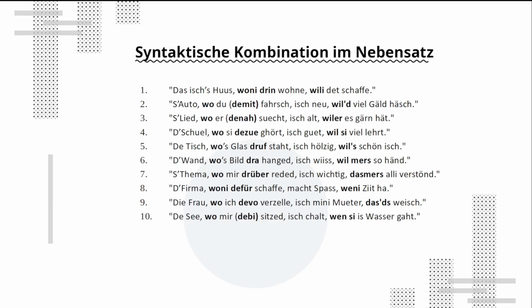So we have, das ist das Haus, wo ich drin wohne, will ich dort arbeiten. Now the sentence makes absolutely no sense, but yeah, it's for demonstration purposes. So, next one. Das Auto, wo du damit fahrst, again, here the damit is optional. Das Auto, wo du fahrst, works as well. Ist neu, weil du viel Geld hast. So the car with which you are driving is new because you have a lot of money.